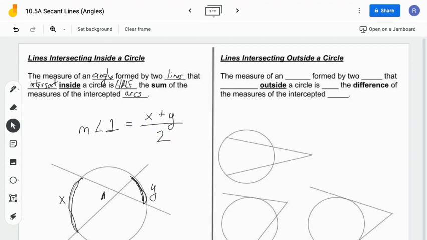Okay, the measure of the angle is equal to the sum of those 2 arcs divided in half, or half of the sum of the measure of the arcs. Okay, oops, this is supposed to be a 1 here. Just make sure you're really clear on a 1. Okay, so that's what happens if they're inside. Now we're going to look at examples here shortly, but I want to make sure that you have both of these equations written down. The other option is that they could intersect outside of the circle.